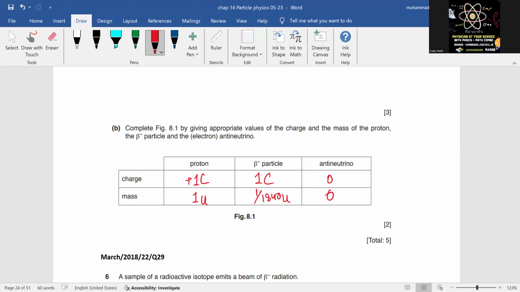Sir, so for beta minus the mass is zero? No, it is not actually zero. It has no nucleon number, that is why we put zero, but that doesn't mean it has no mass. We represent the beta particle that way to show that it contains no proton and no neutron, but that doesn't make it massless. It has a mass of 1 over 1840, which means that if you combine 1840 beta particles, that will be equivalent to 1 proton. Is that clear?